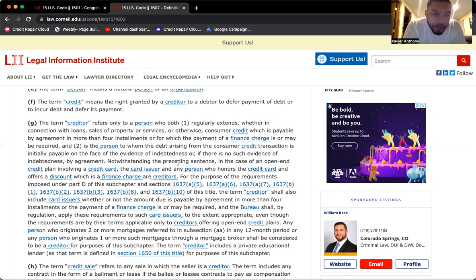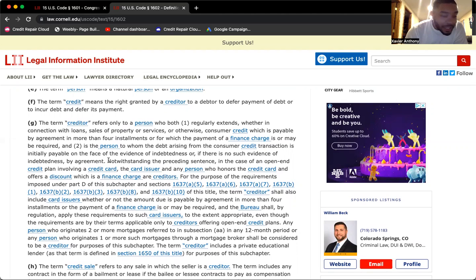The term creditor refers only to a person who both regularly extends, whether in connection with loans, sales of property or services, or otherwise, consumer credit, which is payable by agreement in more than 4 installments, or for which the payment of a finance charge is or may be required, and is the person to whom the debt arising from the consumer credit transaction is initially payable on the face of the evidence of indebtedness, or if there is no such evidence of indebtedness, by agreement. This is an important one I want you to understand right here.